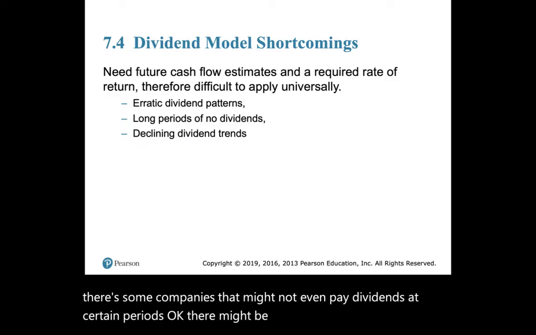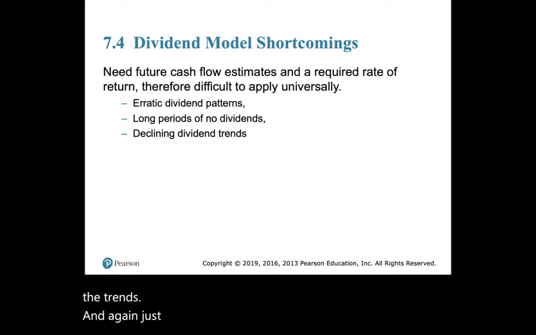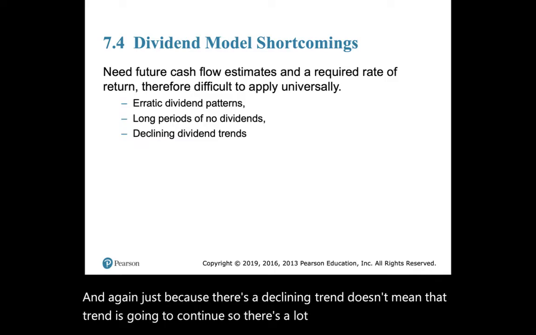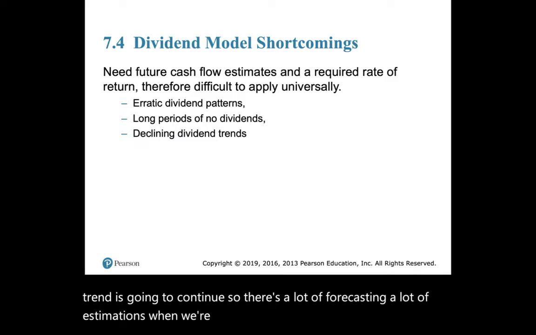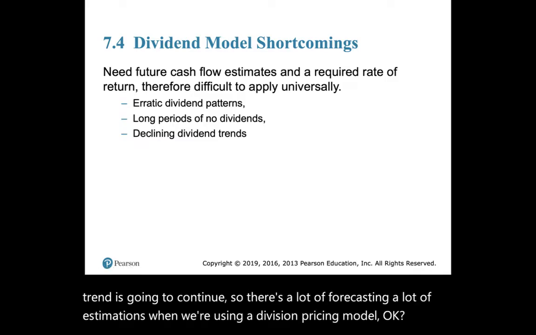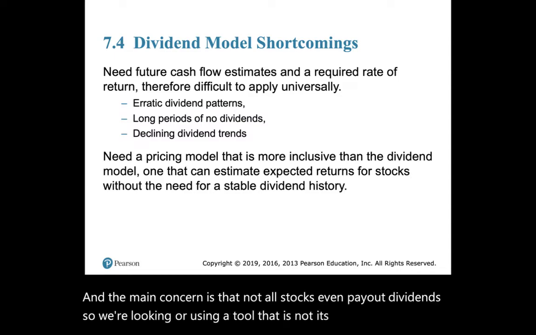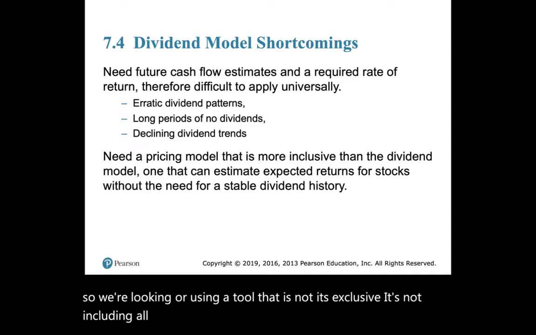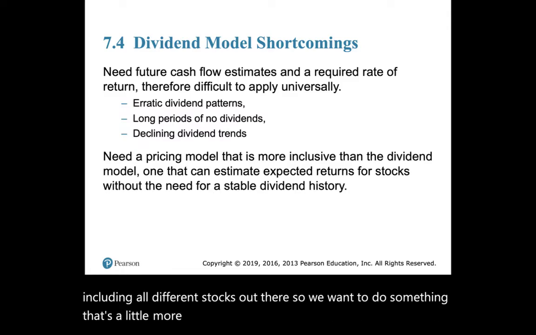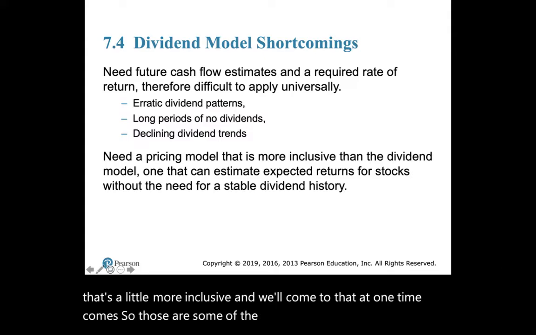There might be some declines in the trends. And again, just because there's a decline in a trend doesn't mean that trend is going to continue. So there's a lot of forecasting, a lot of estimations when we're using a dividend pricing model. And the main concern is that not all stocks even pay out dividends. So we're using a tool that is exclusive. It's not including all different stocks out there. So we want to use something that's a little more inclusive, and we'll come to that when the time comes. So those are some of the disadvantages with dividend model pricing.